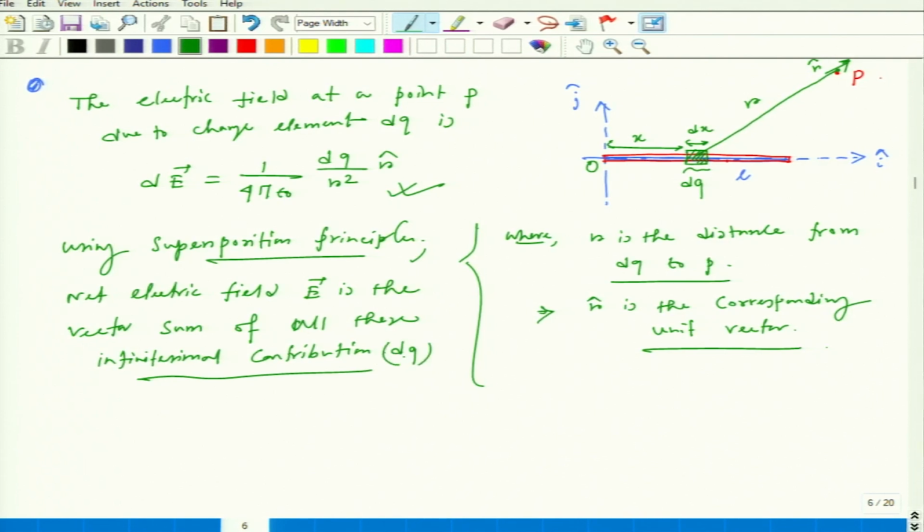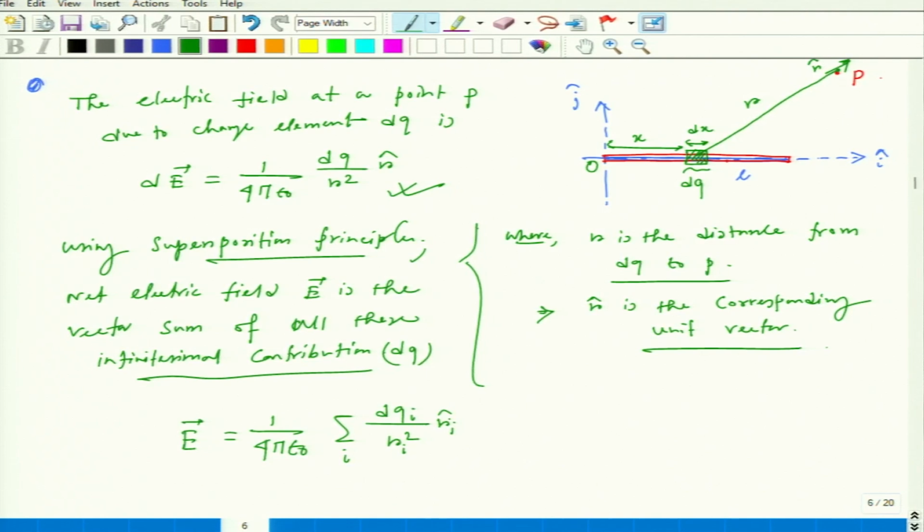Similarly, dq with a charge dq, right. So then the E equals 1 over 4 pi epsilon naught, sum over i, dq_i over r_i squared, r_i cap.